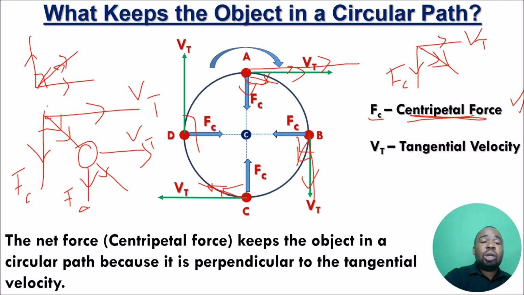In an exam situation at A2, if you are to explain what keeps the object in a circular path, you should explain that the centripetal force is responsible because it is perpendicular to the tangential velocity. Hence, the object maintains a circular path. This is a very, very important question at A2 level if you are doing physics A2.